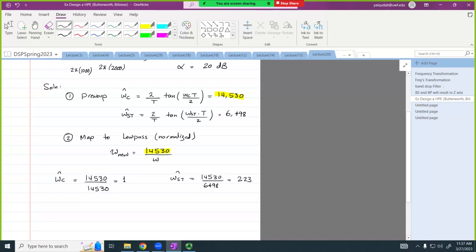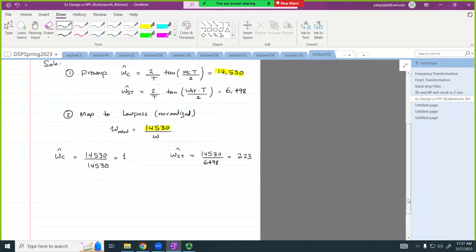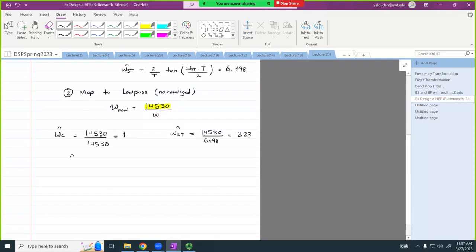So we took the high-pass filter and we converted it to a normalized low-pass filter. So this low-pass filter is the filter that we're going to design now. It has specifications that look something like this. The cutoff frequency is 1, and the stop frequency is 2.23, and this is a negative 20 dB, and this is my 3 dB.